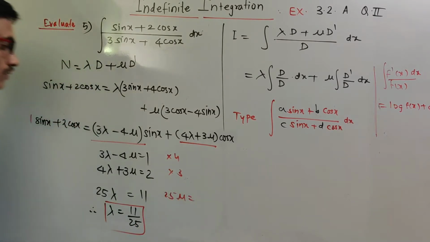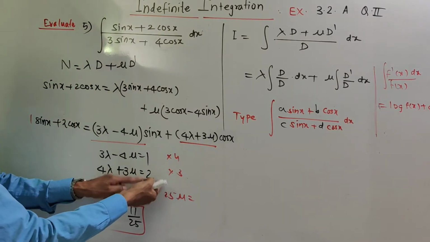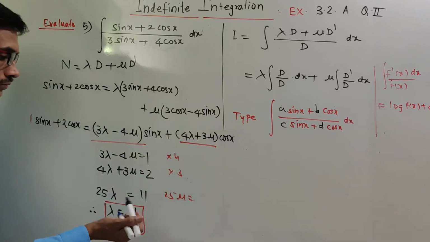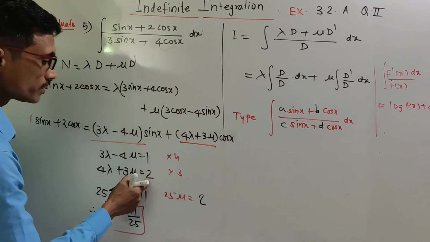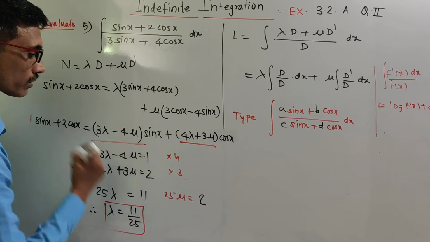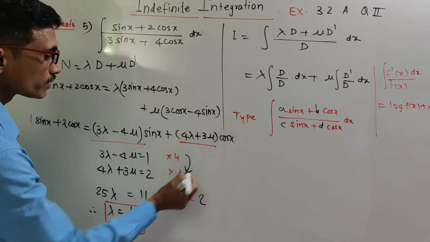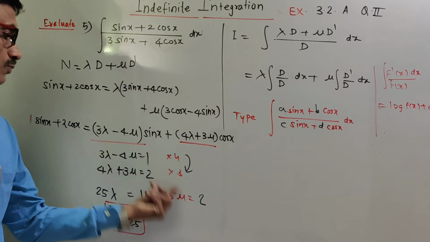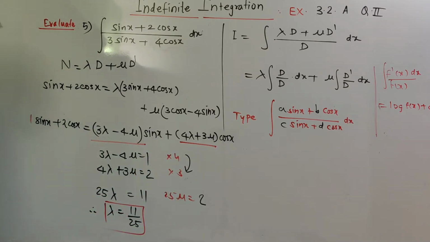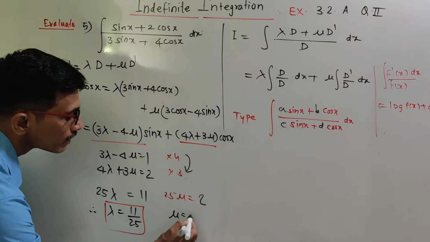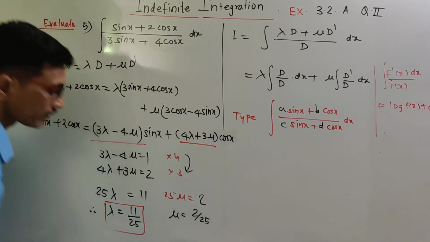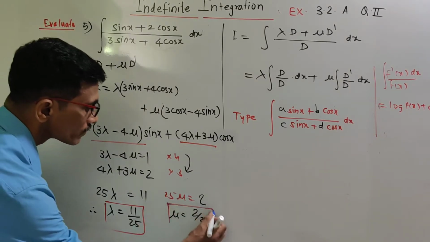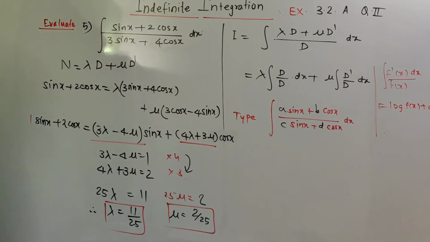25 mu is equal to 6 minus 4, which will be 2. Subtracting this equation from this equation, we are getting 6 minus 4, which is 2, so mu is equal to 2 upon 25. So you will be getting mu is equal to 2 upon 25.